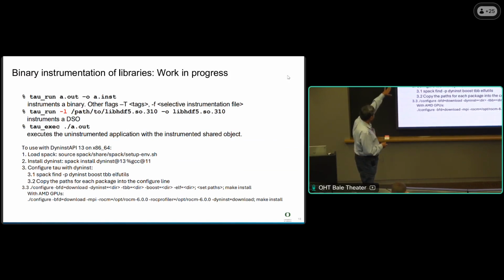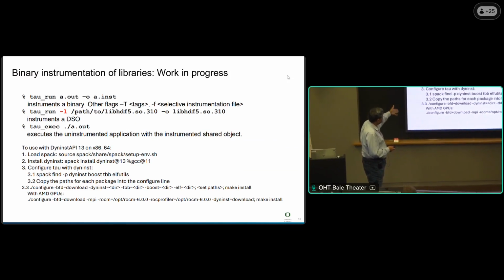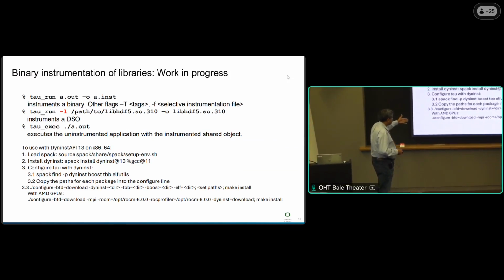So there's a -L option for the tau_run command now that allows you to rewrite the binary. Here is an example of using TAU with dyninst=download, where we take care of installing the Dyninst API package completely and then building it so that you can use it with the rest of your runtimes. Here we have an example with MPI and ROCm with ROCprofiler.